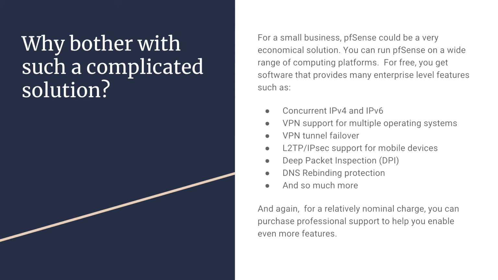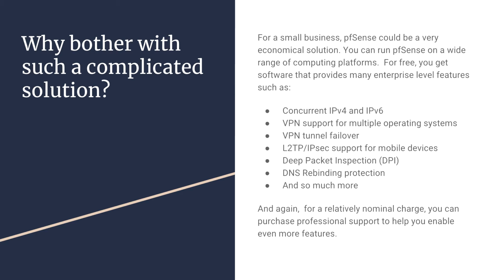For example, concurrent IPv4 and IPv6. As the world transitions over to IPv6, it may not be practical for a small business to completely throw away their old equipment and just jump on the IPv6 bandwagon. We've also got support for multiple operating systems and failover in your VPNs. So if you've got clients that are out on the road, one guy's got a Mac, the other one's got a Linux system running on his laptop, and still another is Windows, these could be very handy to have.